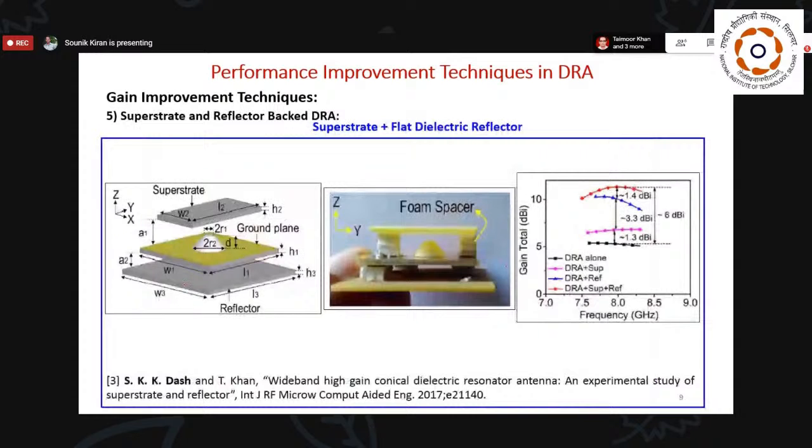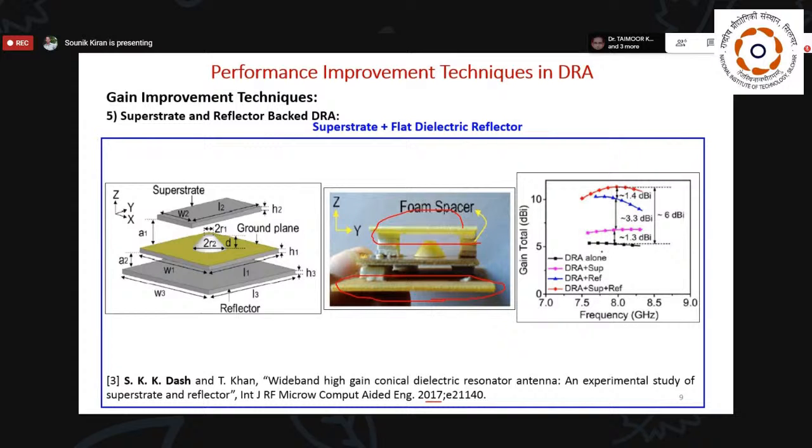And the next one that comes, this was probably the first structure of this kind that we introduced. It was published in RF CAT in 2017. What we did here: we already know that by using a superstrate we can enhance the gain, and also by using a reflector we can enhance the gain. So we thought, let's combine both techniques, and we did that, and we found it is also very much effective.